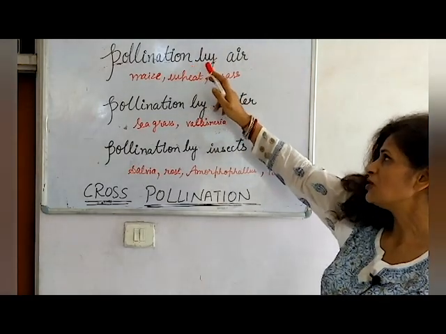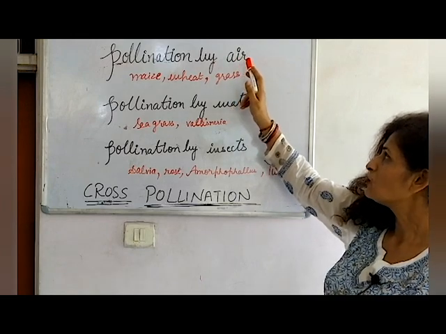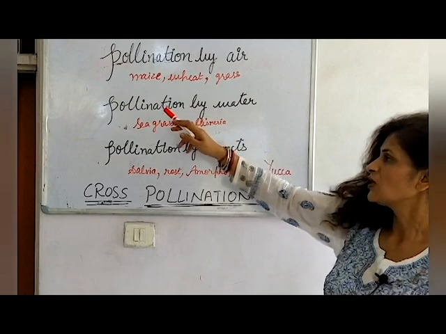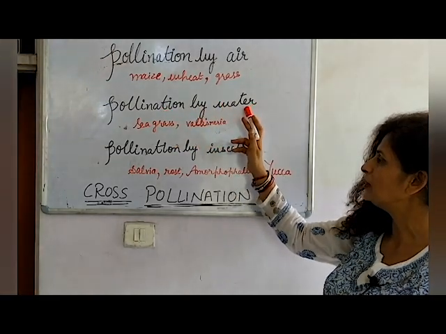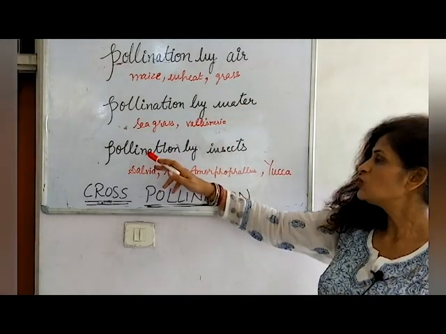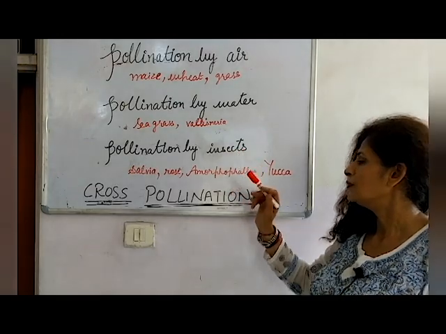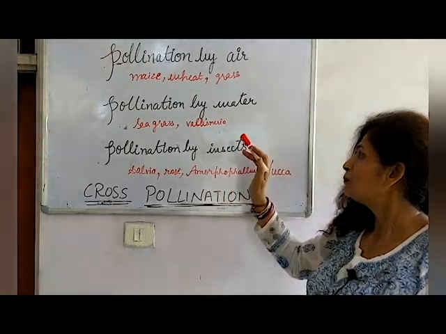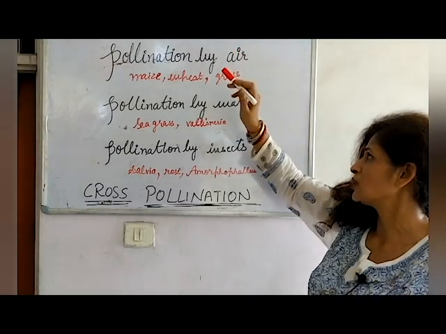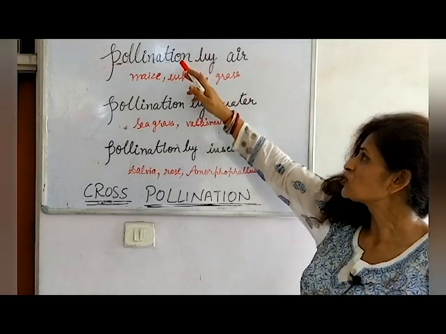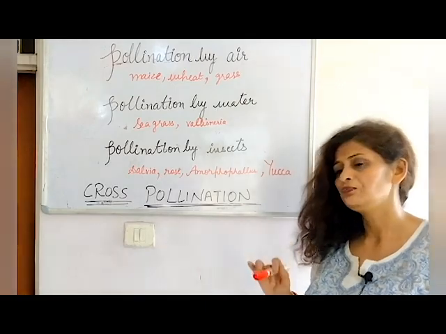Pollen grains may be transferred to another plant by air. This is called anemophilous condition. Second, pollination may be done by water. It is called hydrophily. Third, major pollination is done by insects. It is called entomophily. Pollination depends upon the structure of the flower, plant and the type of habitat. So let's discuss first pollination by air. Which flowers are pollinated by air?